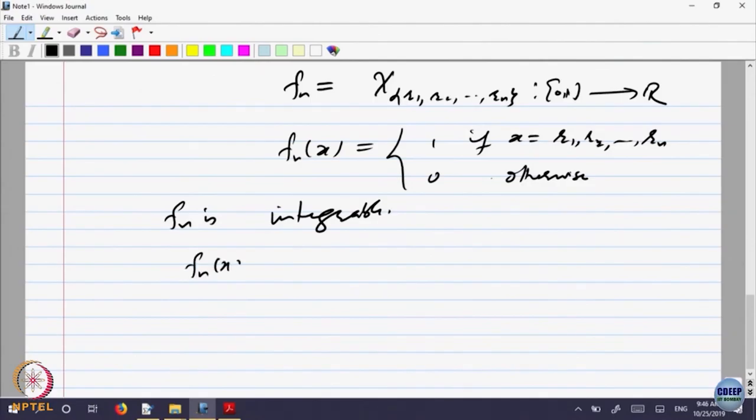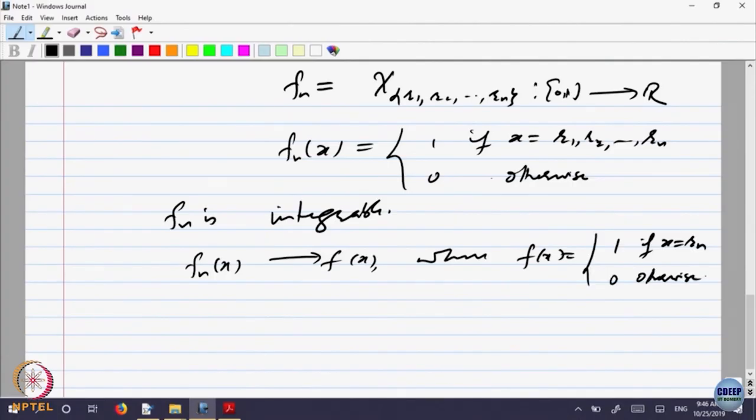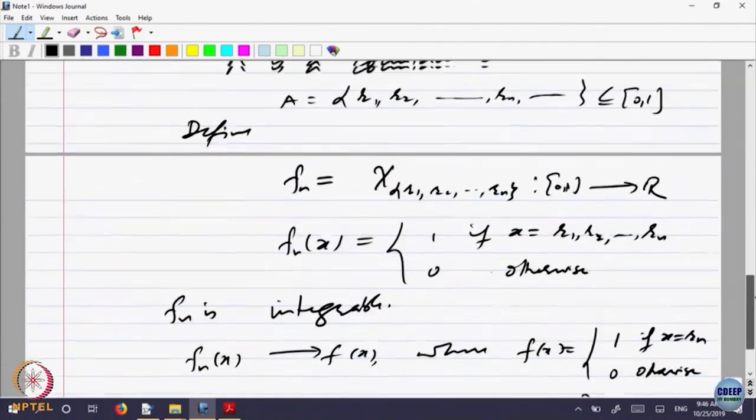Where does f_n(x) converge to? What is f(x)? It will be 1 if x is any one of the rationals r_1, r_2, ..., r_n, otherwise it will be 0, right. So, it is the indicator function of, okay, let me write: it is 1 if x is equal to r_n and 0 otherwise. So, it is the indicator function of the set A. A is the set of all rationals in 0 and 1.